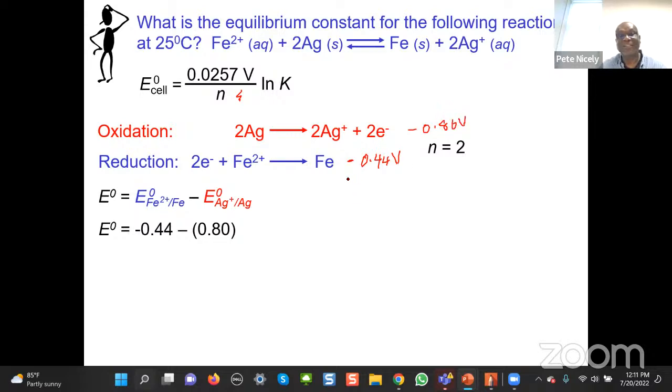Basically, when you add these two equations together, you're going to get minus 0.80 volts minus 0.44 volts. So basically, it's the same result.